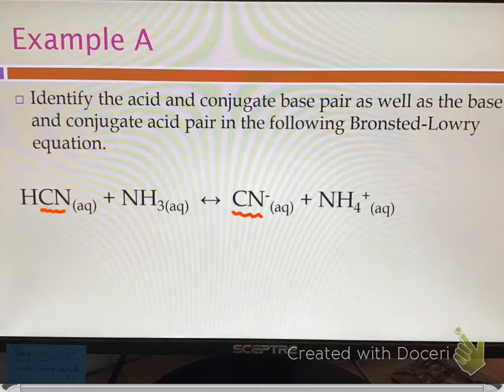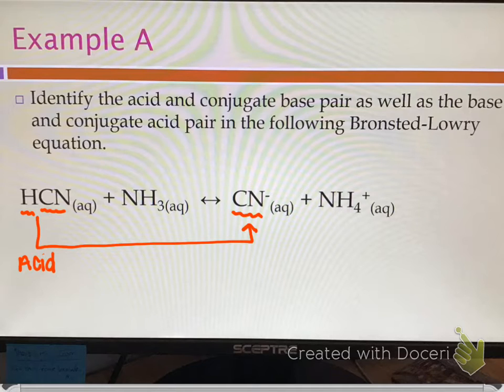So you ask yourself what's happened, and what's happened is it gave away that hydrogen. So if it is a hydrogen ion donor, right, it loses or gives away a hydrogen. We can see that's what's occurring. The HCN is our acid.